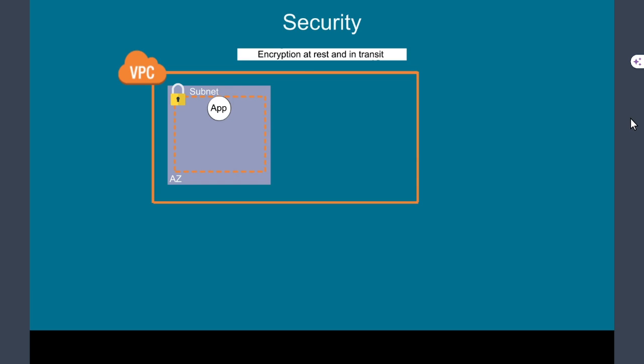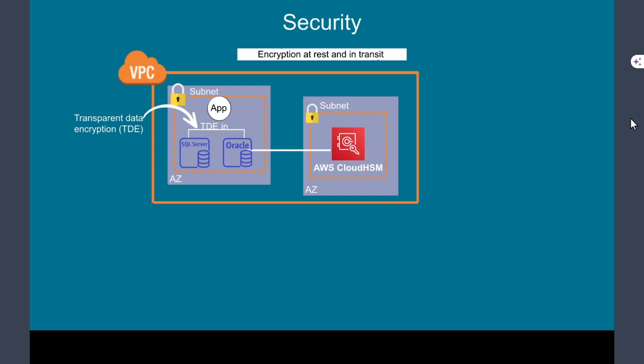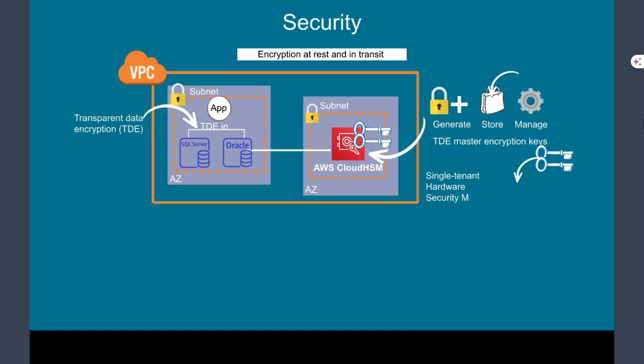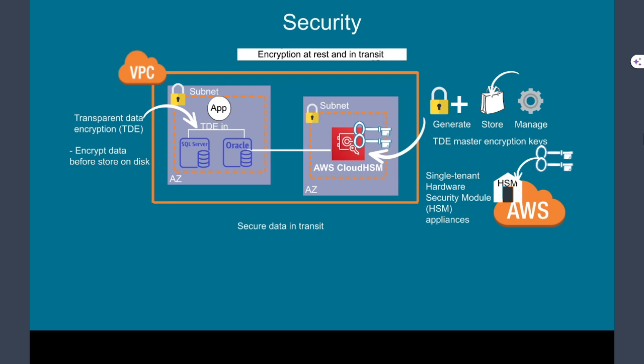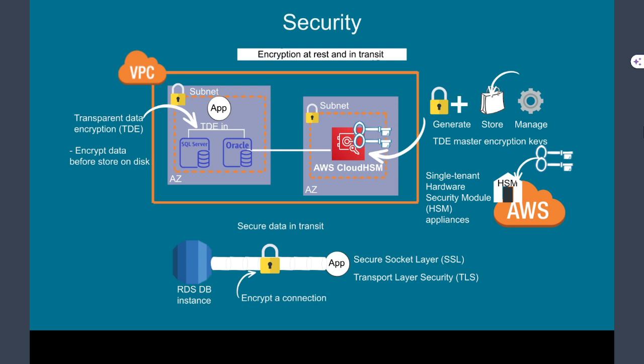Amazon RDS supports transparent data encryption, TDE, in SQL Server and Oracle. Transparent data encryption in Oracle is integrated with AWS CloudHSM, which allows you to securely generate, store, and manage your cryptographic TDE master encryption keys in single-tenant hardware security module, HSM, appliances within the AWS Cloud. With TDE, the database software encrypts data before storing it on disk. In addition, Amazon RDS secures data in transit. You can use Secure Socket Layer, SSL, or Transport Layer Security, TLS, from your application to encrypt a connection to an RDS DB instance.